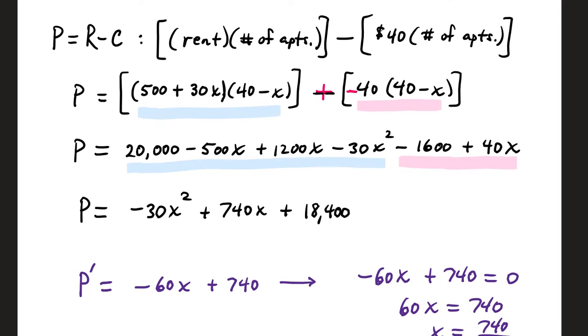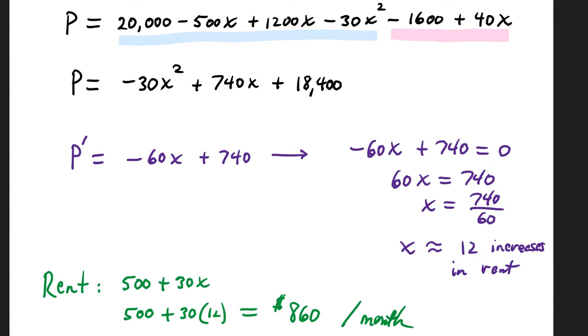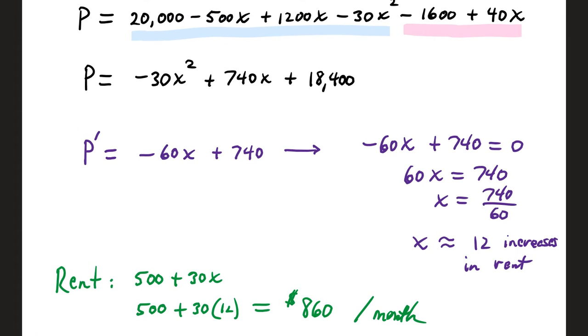Since we're trying to maximize profit, once we've got our like terms combined, we take the derivative, that's negative 60x plus 740. This number is a constant. It goes to 0 when you take the derivative. Solving for x, when we put this equal to 0, let's add 60x to both sides. 60x equals 740. Divide by 60. And that is approximately 12 increases in rent.